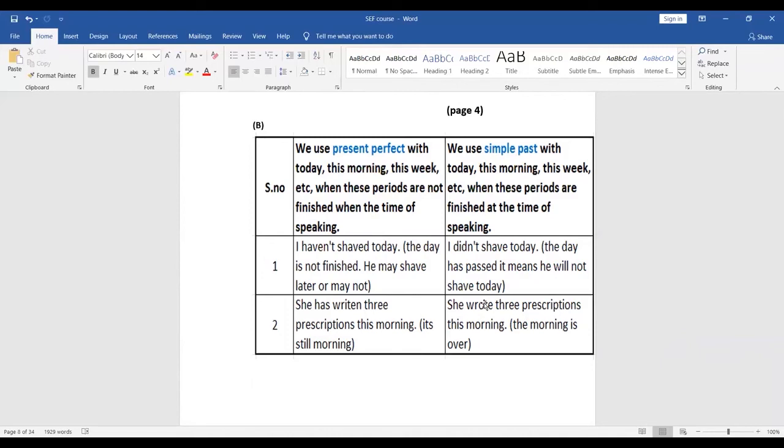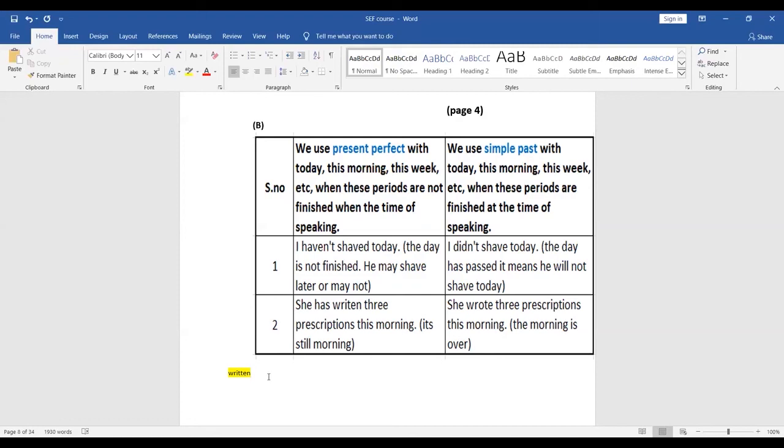The second example is "she has written." So the "written" here has to have two Ts, W-R-I-T-T-E-N. There's a typo there. Okay, that is the spelling of "written." For some reason it's not getting highlighted, maybe there's no space. So "she has written 3 prescriptions this morning," and it's the morning. Okay, it's still in the morning, which means she still has a long way to go.